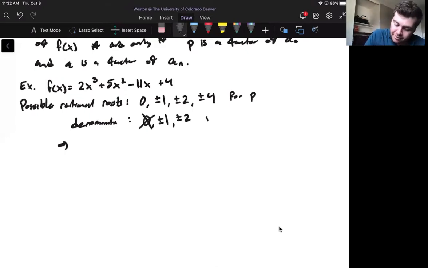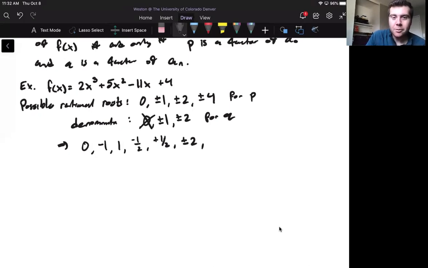And so we put this together. So that's for q. So then we get our roots are possibly 0, negative 1, positive 1, negative 1/2, positive 1/2, plus or minus 2. Doing plus or minus 2 over 2 is just going to give us back negative 1 or 1. And then we get plus or minus 4. And then doing 4 over 2, that's just going to get us back the 2 case again that we already had. So these are all of our possible rational roots. So if we have a rational root, it has to be one of these. And then we have to check all of these.